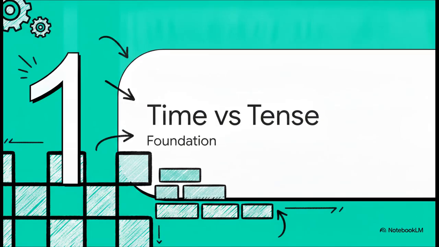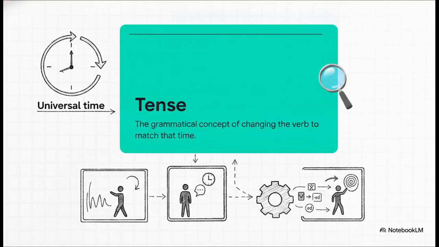Section 1, our foundation of time versus tense. You literally can't master the rules without this basic building block. Think about it this way. You simply cannot master the rules of a game if you don't understand the board you're playing on. So, here is the golden rule. Time is a universal concept. It exists everywhere, for everyone. Yesterday, today, tomorrow, that's the past, present, and future.